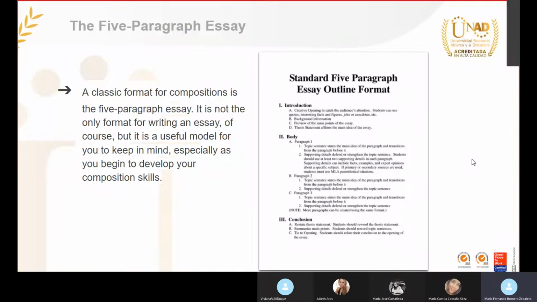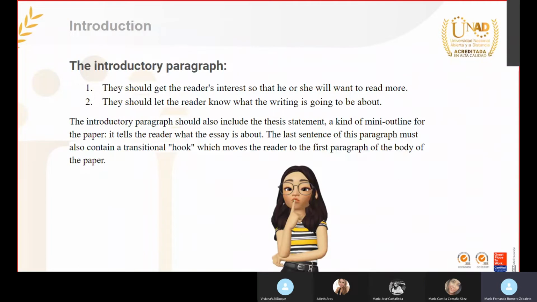Okay, so we are going to study step by step how to write, or what to include in each one of these paragraphs when you are doing Task 2, because this is an easy outline to follow when you have that strict time to do it. So do you have any questions so far? Nope. Okay, so let's go and talk about the introduction.